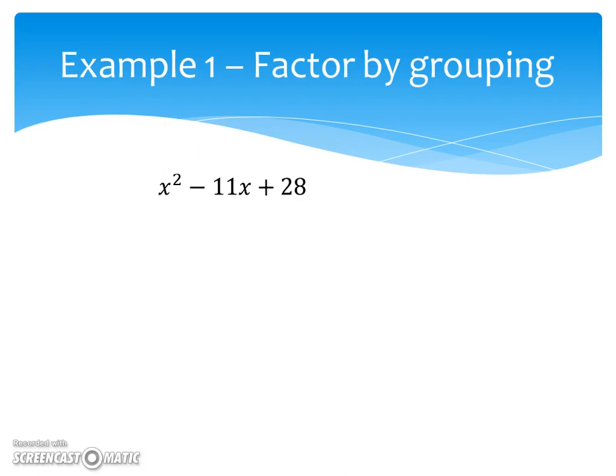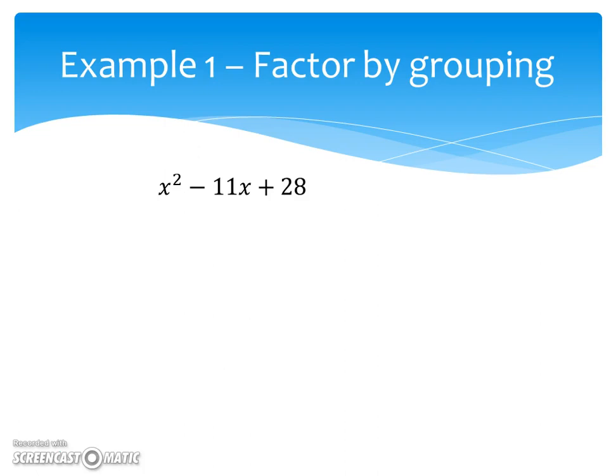Then we identify our a, b, and c. A is 1 because it's the coefficient of x squared. B is negative 11. C is 28. And it's called the AC method because what you do is A times C. So we do 1 times 28. And so we actually have to find the factors of 28.